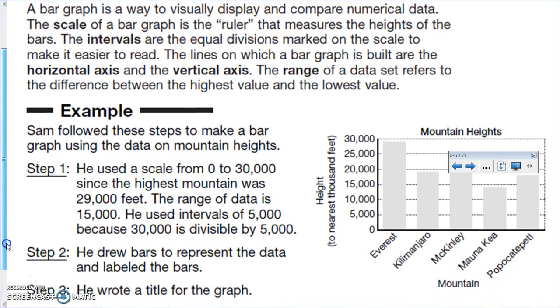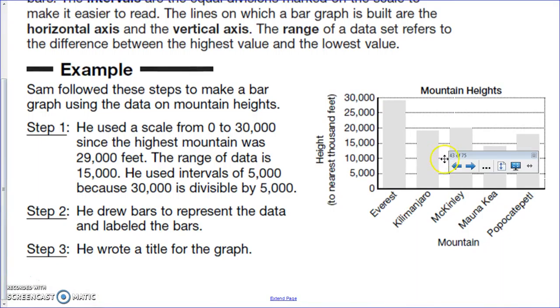Sam followed these steps to make a bar graph using the data on mountain heights. He used the scale from 0 to 30,000 since the highest mountain was 29,000 feet. The range of the data is 15,000. He used intervals of 5,000 because 30,000 is divisible by 5,000. So you can see over here on the right, he'd put the 0 at the bottom, and then every time he jumps up a line, it goes up 5,000.